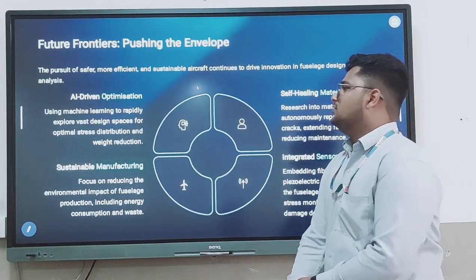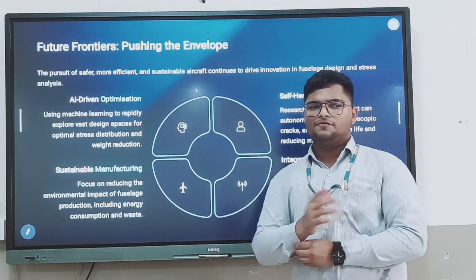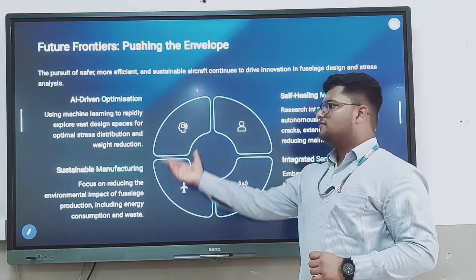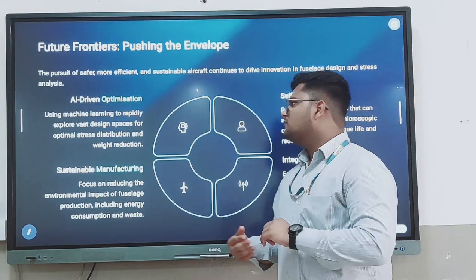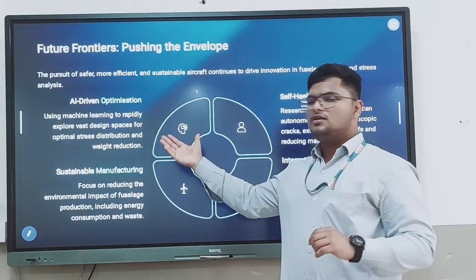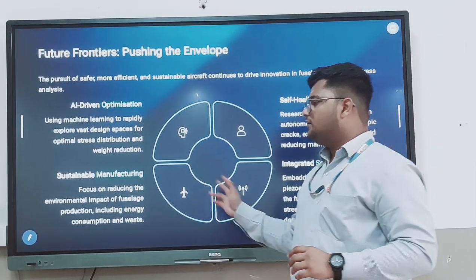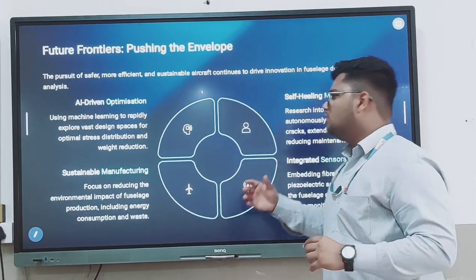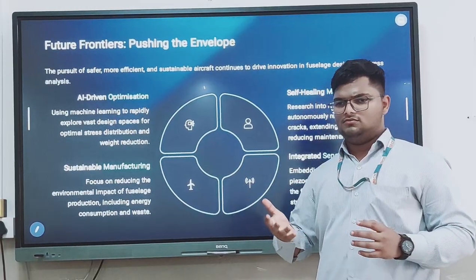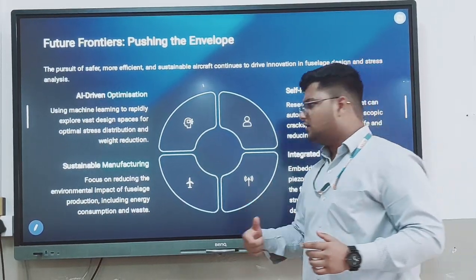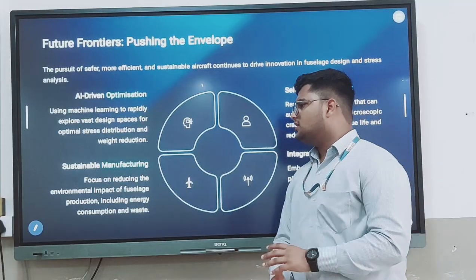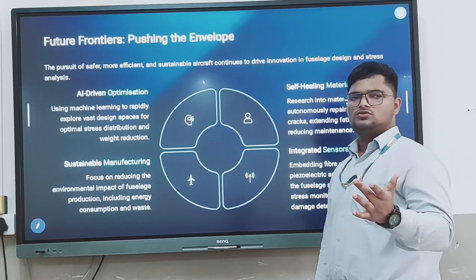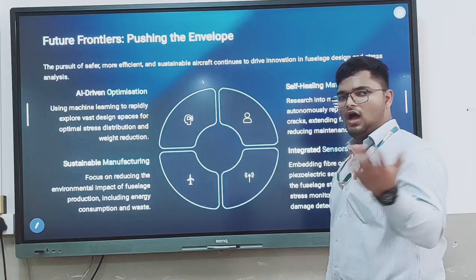So, future frontiers. There are a lot of points which can be looked at here. We have AI driven optimization. Using machine learning, we can rapidly explore designs and increase the strength to weight ratio. We can decrease the weight of the aircraft. Then we have sustainable manufacturing. We can reduce the environmental impact of the fuselage. We can use a polymer that doesn't harm the environment.